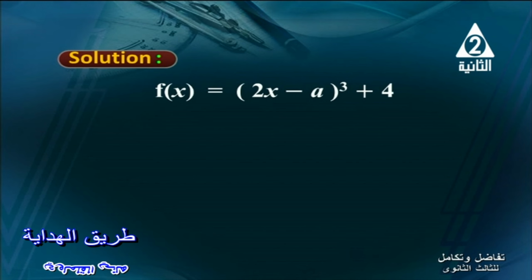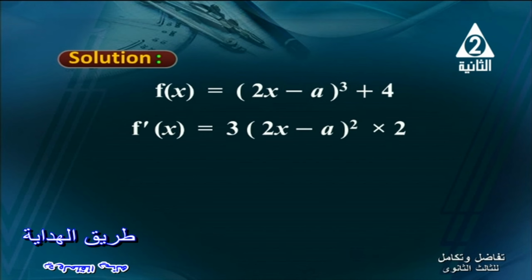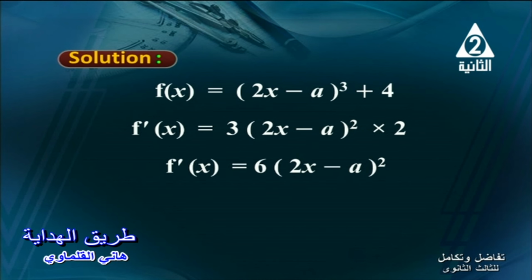Now the function f of x equals (2x minus a) to the power 3 plus 4, and the first derivative of this function is f dash x equals the derivative of the bracket (2x minus a) all to the power 3, which is 3 multiplied by (2x minus a) all to the power 2, multiplied by the derivative of the function in the bracket, which is the derivative of 2x minus a, which is 2. So f dash x equals 6 multiplied by (2x minus a) all to the power 2.